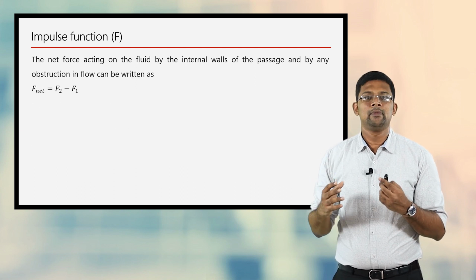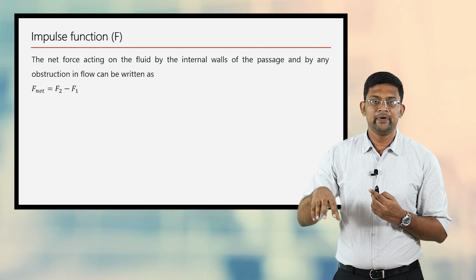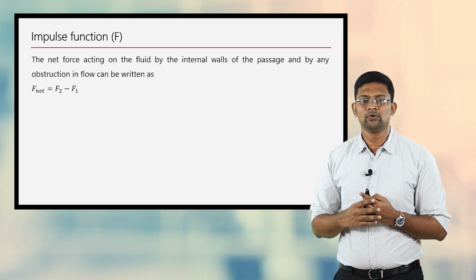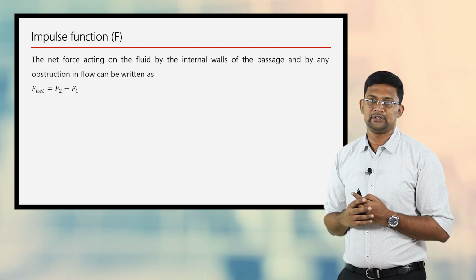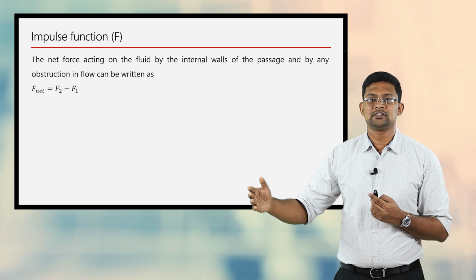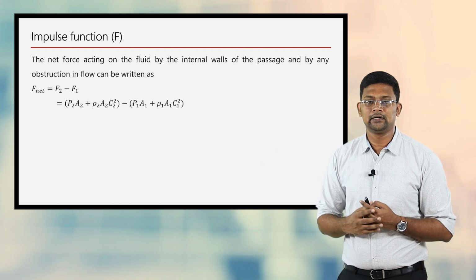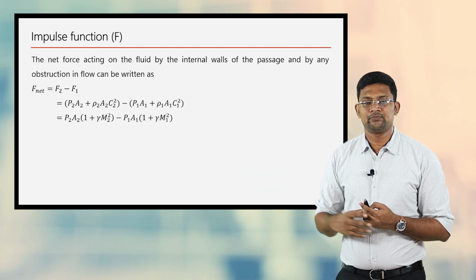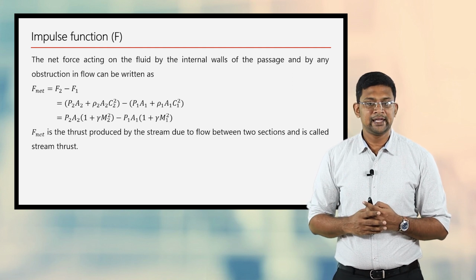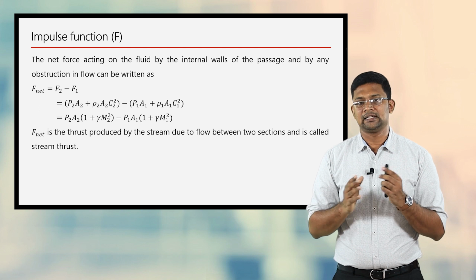We know this compressible fluid will be flowing through some ducts or nozzles or diffusers. The net force acting on the fluid by the internal walls of these ducts, diffusers or nozzles, or by any obstructions in the flow can be computed using this expression. F net is equal to F2 minus F1, where F2 and F1 are the impulse functions at two different sections. So these are the expressions for F2 and F1 that have been introduced here. This is another form of F2 and F1 which we have seen in the previous slide. So the F net is the thrust produced by the stream due to the flow between two sections 1 and 2, and it is also known as stream thrust.